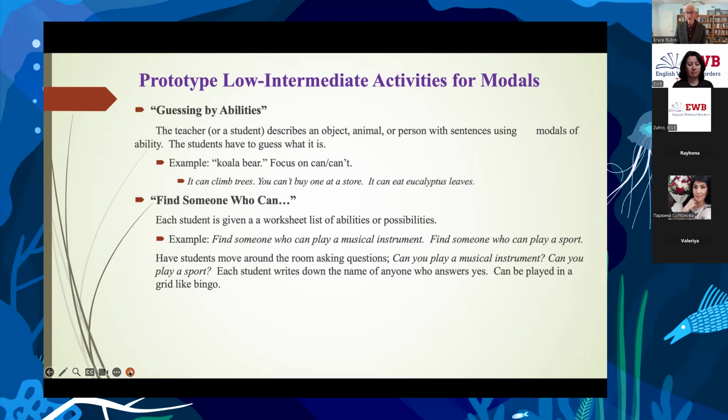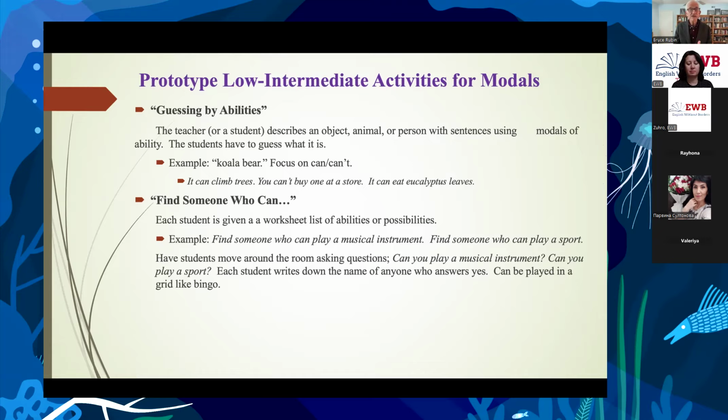Now, here's another very common one I know. The real title is Find Someone Who, and you can adapt it to different grammar targets. I've added the word can here because I want to focus on modals of ability. So you give each student a worksheet and it has a list of maybe 10 abilities or possibilities, like find someone who can play a musical instrument or find someone who can play a sport. And then you have students get up out of their desks and wander around the room, and ask as many people as they have time for.